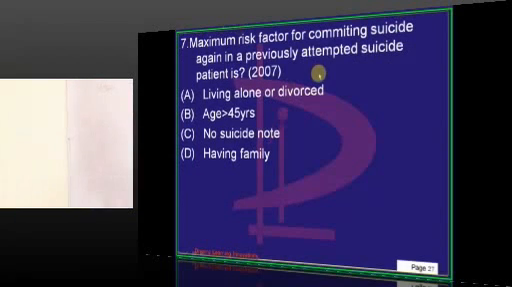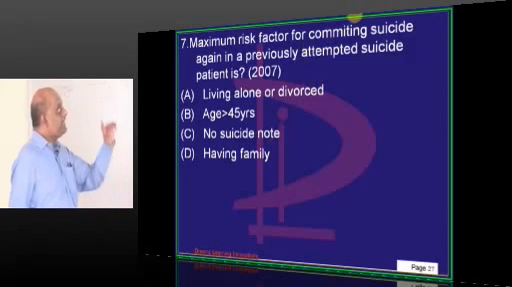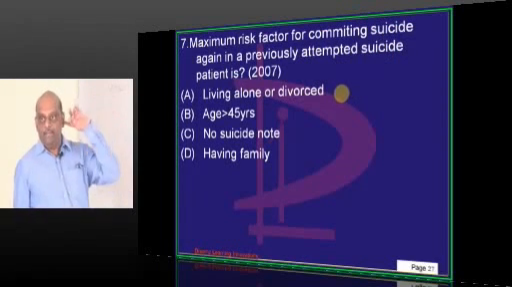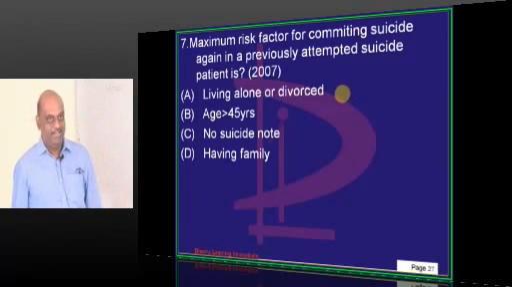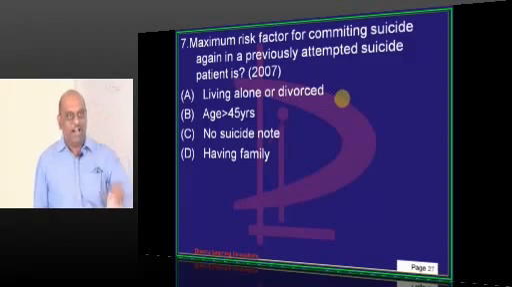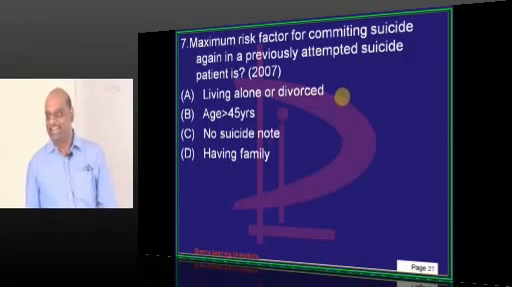Now, what is the maximum risk of committing suicide again in a previously attempted suicide patient? That means after writing AIIMS, what is the chance of the same questions being ranked again in PGI? That is the question.